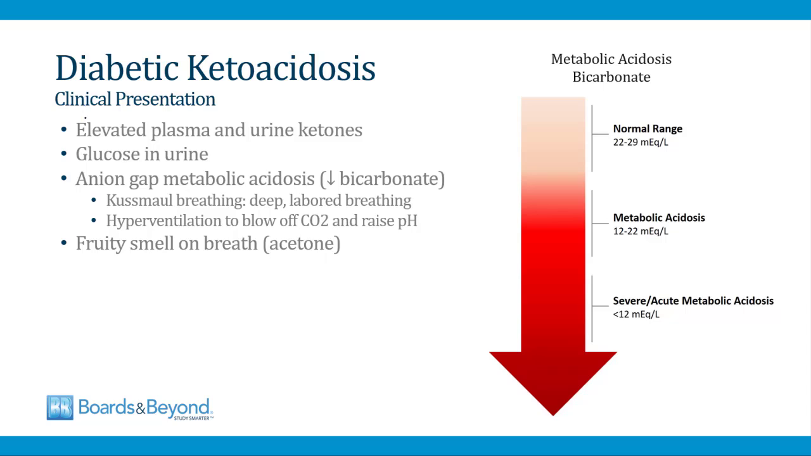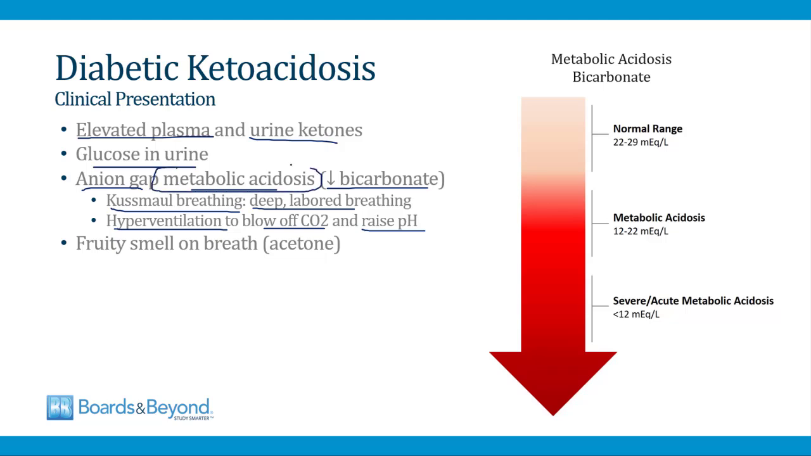Some other elements of the clinical presentation of DKA: you can send a blood test to the lab to measure the ketones in the plasma, and they will be elevated. You can also detect urinary ketones with a simple dipstick test. Dipstick testing of the urine will also show glucose in the urine. In patients who have DKA, they have hyperglycemia, and some of that glucose is spilling into the urine. And then, as I said before, they will develop an anion gap metabolic acidosis, which means laboratory testing will show a low serum bicarbonate. These patients can also demonstrate Kussmaul breathing. This is deep labored breathing. And this is caused because the patient is trying to hyperventilate and blow off carbon dioxide to raise the pH and counteract the metabolic acidosis.